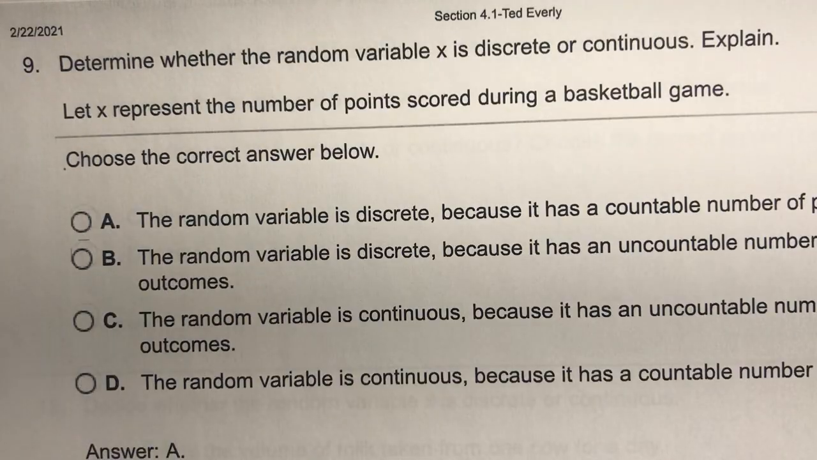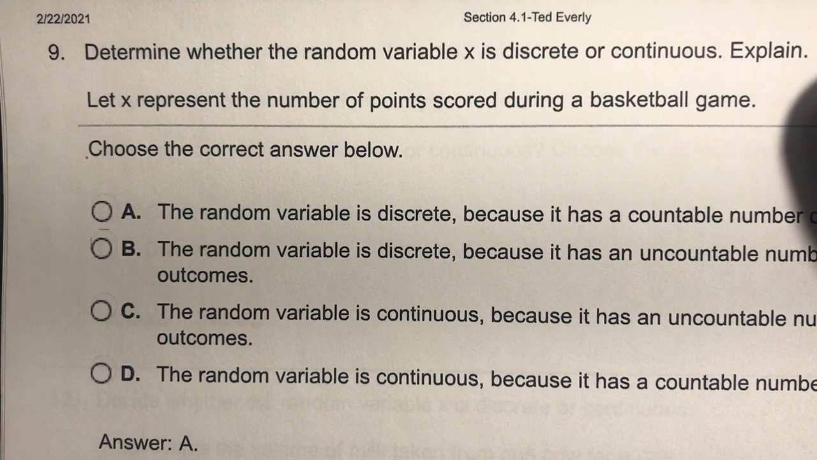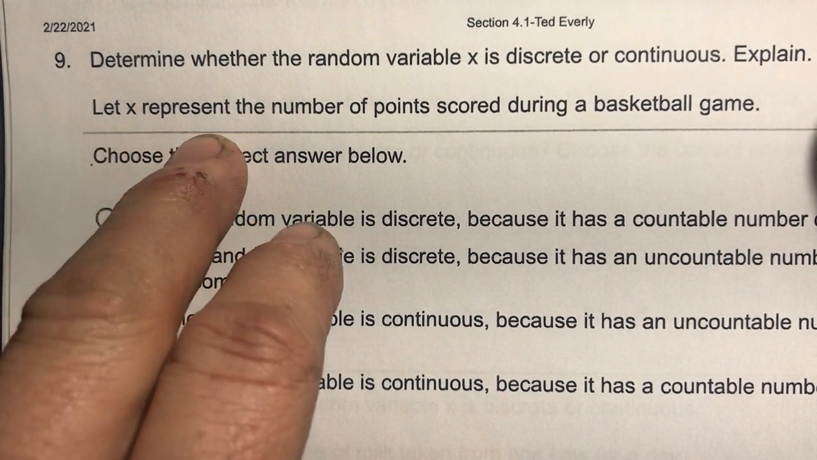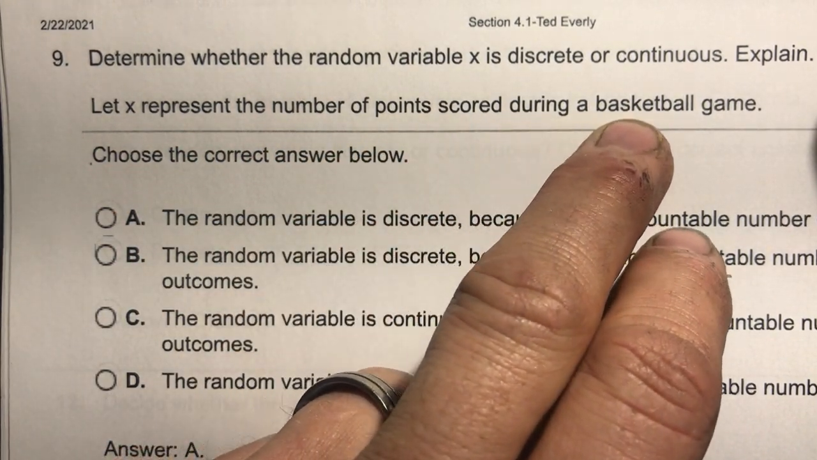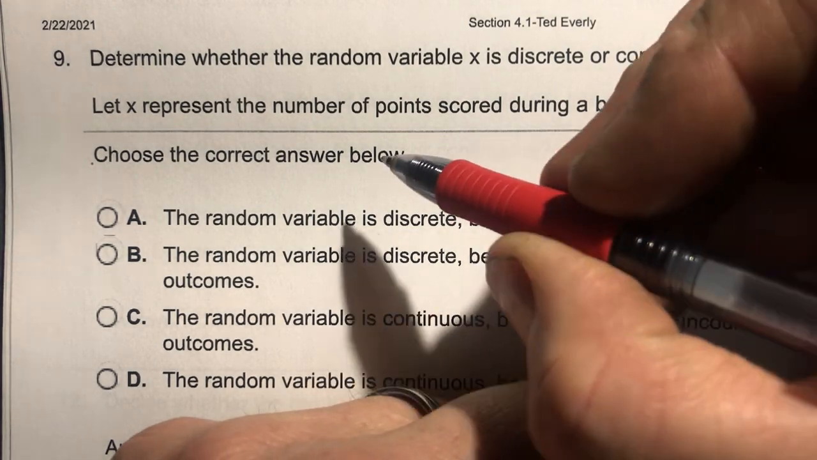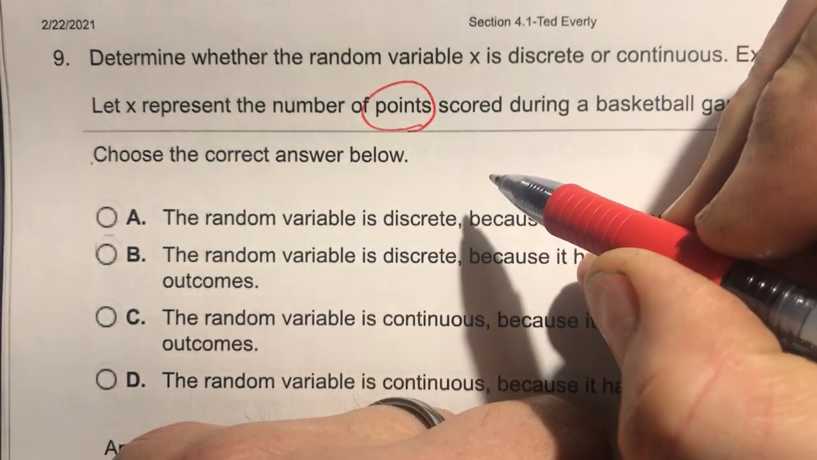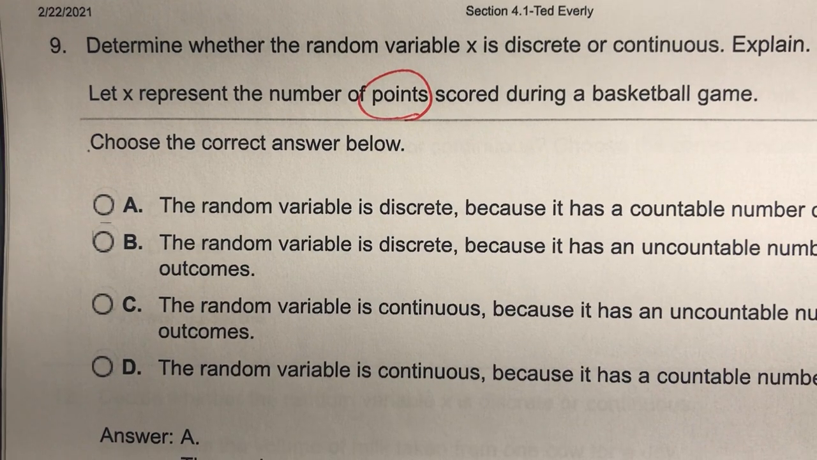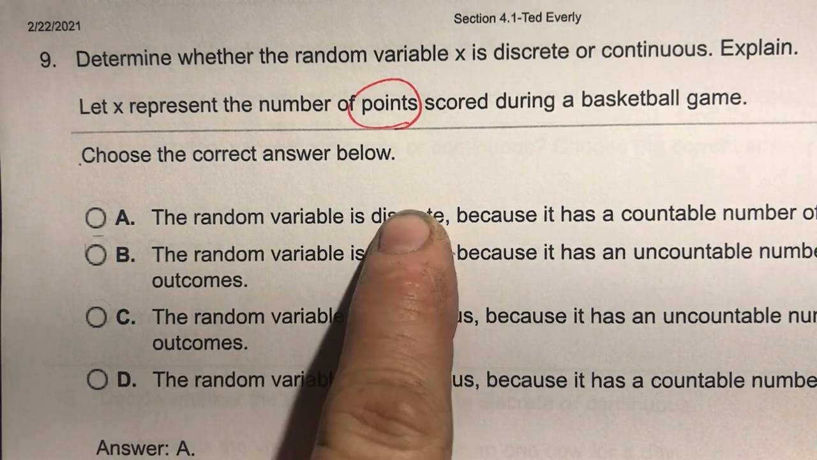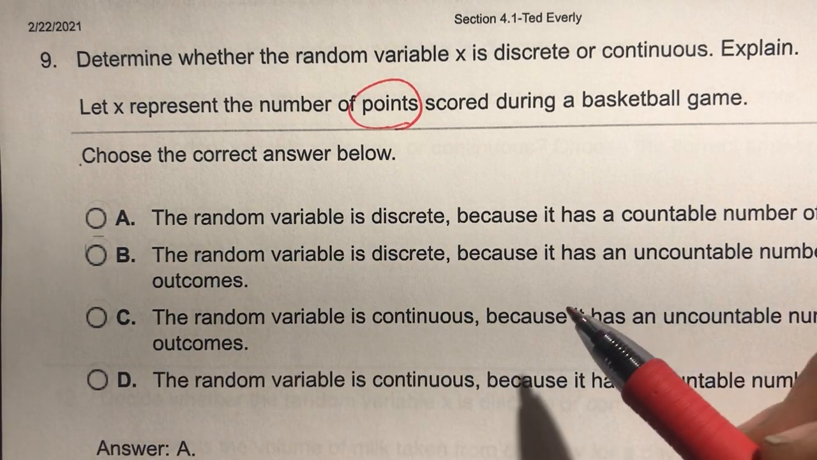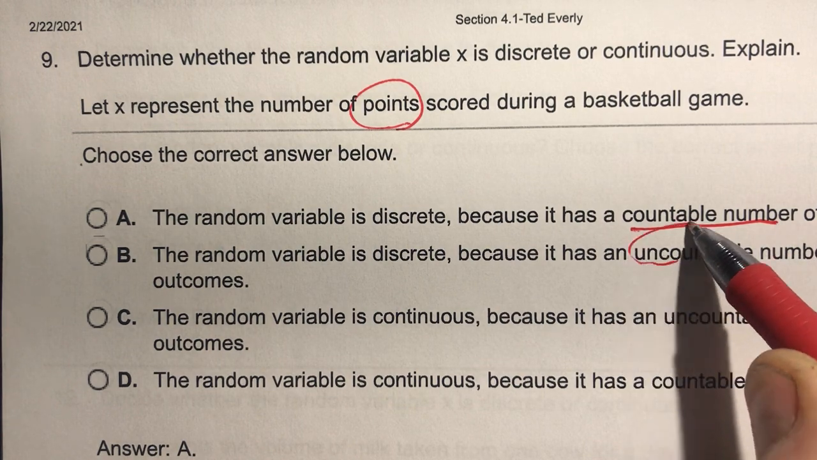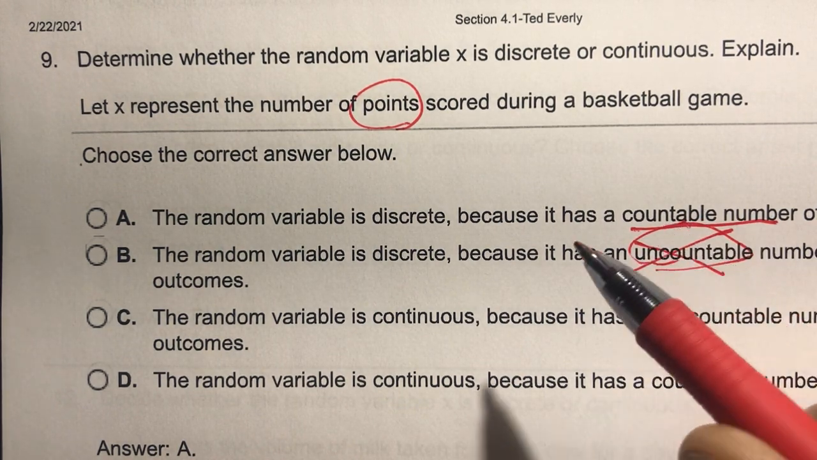Okay. Number 9, determine whether the random variable X is discrete or continuous. Let X represent the number of points scored during a basketball game. All right, these points are countable. So that means it's discrete. So it's A, discrete, because it has a countable number, not an uncountable.